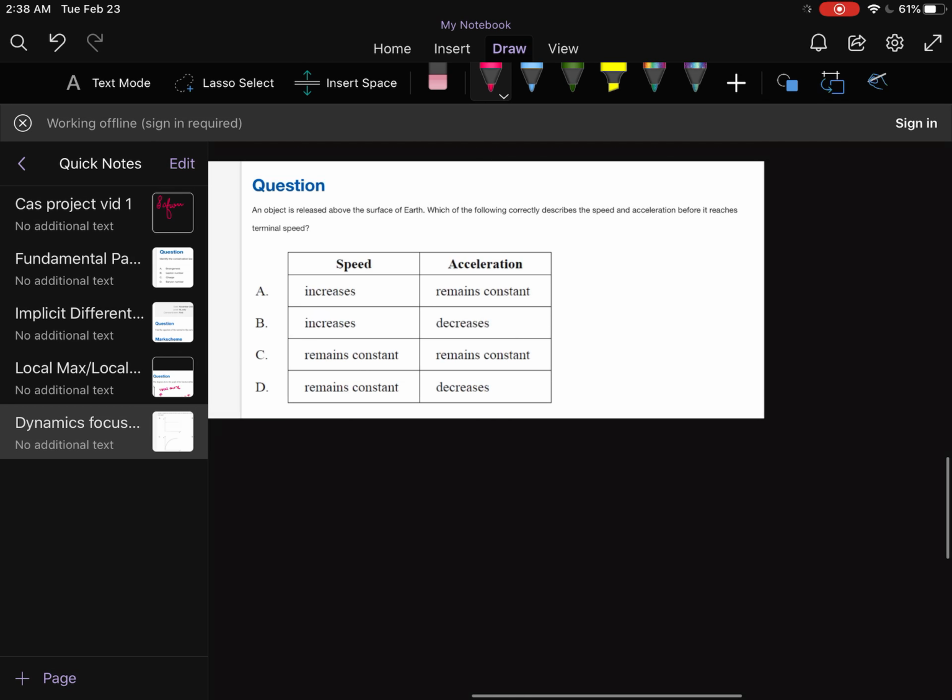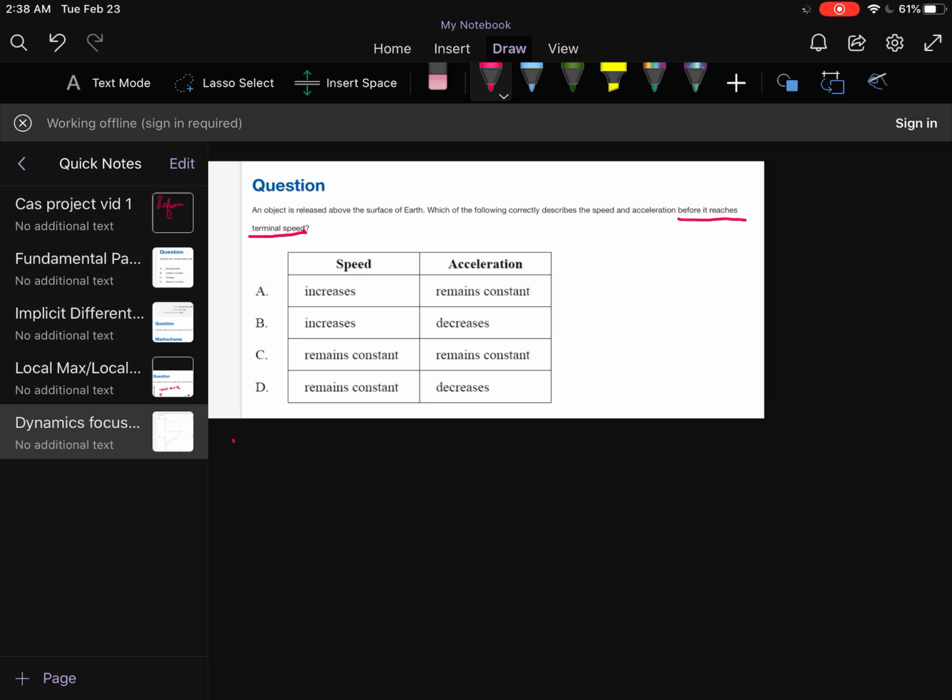So now the question is basically a comparative, somewhat of a comprehension check of whether you're understanding what's happening with speed and acceleration. The question is asking, an object is released above the surface of the Earth. Which of the following correctly describes the speed and acceleration before it reaches terminal velocity? So this is interesting.